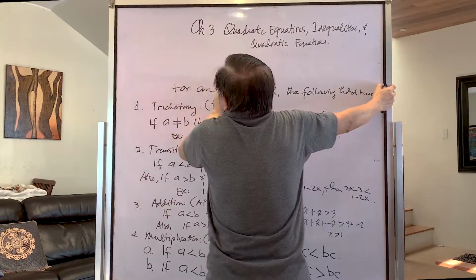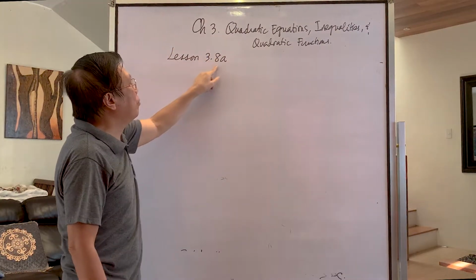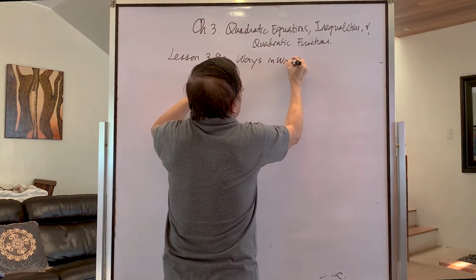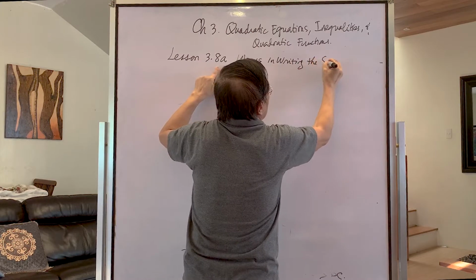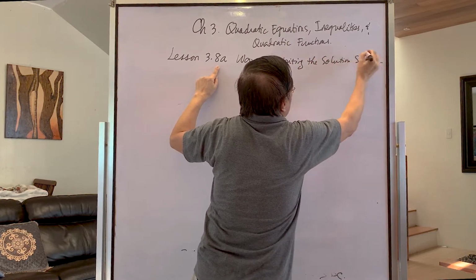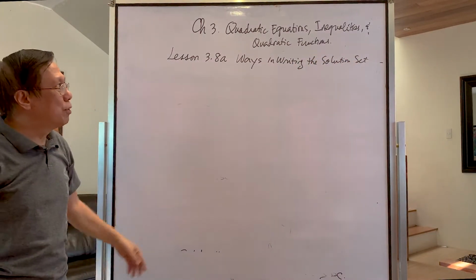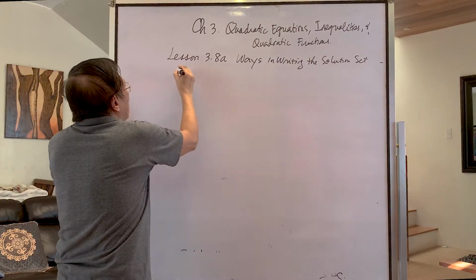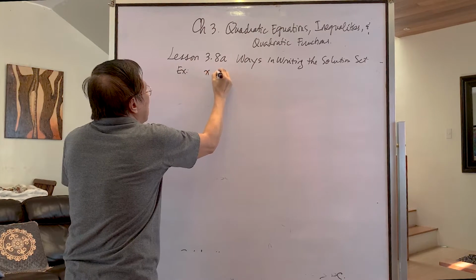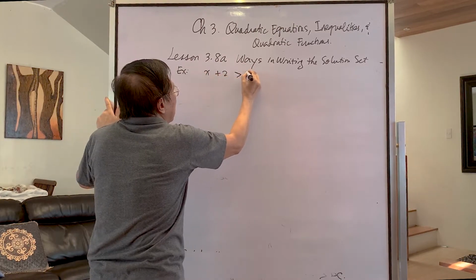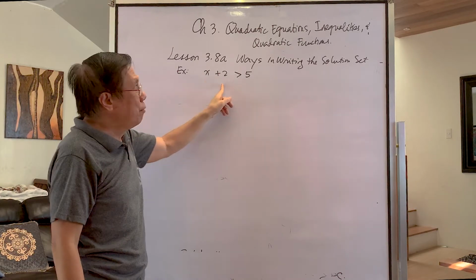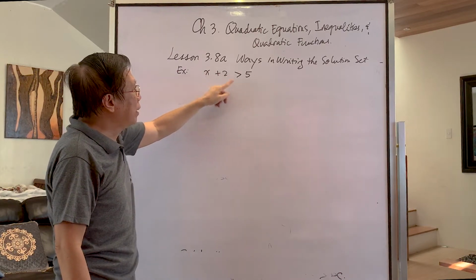Now, the next portion of this lesson 3.8a is, as we mentioned, ways of writing the solution set. For example, you have solved an inequality. Let's take a case of a linear inequality that you are familiar with: x + 2 > 5. Applying the laws of inequality, we can solve the value of x here.